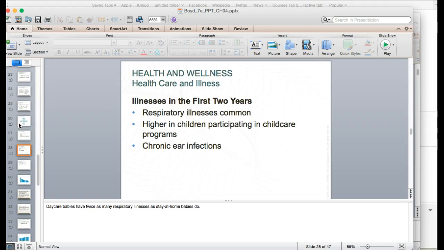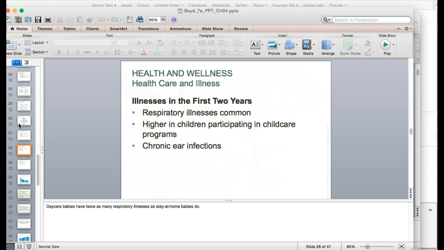So illnesses. Illnesses are very common with babies, specifically respiratory illnesses, needing breathing treatment and things like that with their nose and breathing. It's also higher in children participating in child care programs. This is commonly known: once the child reaches the age of 3 months, that's typically when the mother and father return back to work, so the child is placed into daycare and things like that, and that's where all the germs and lots of infections can occur.